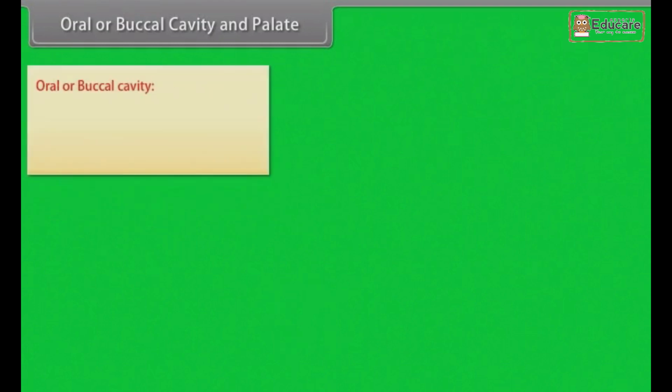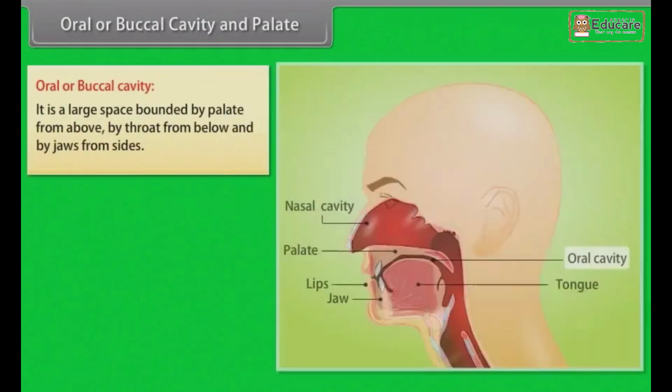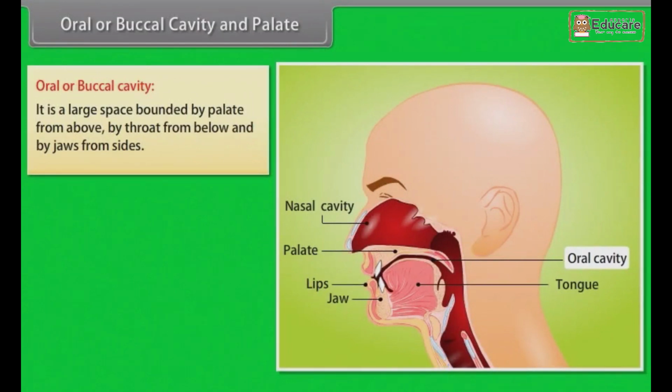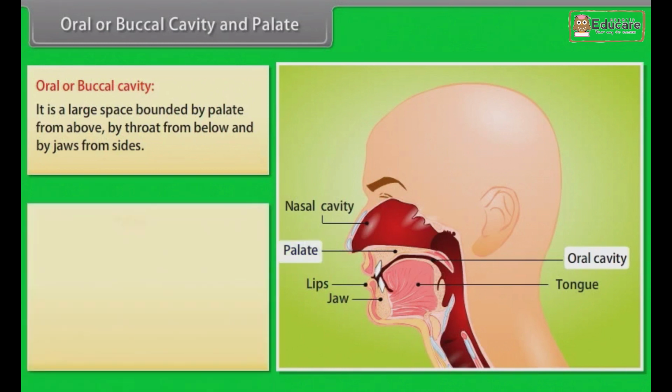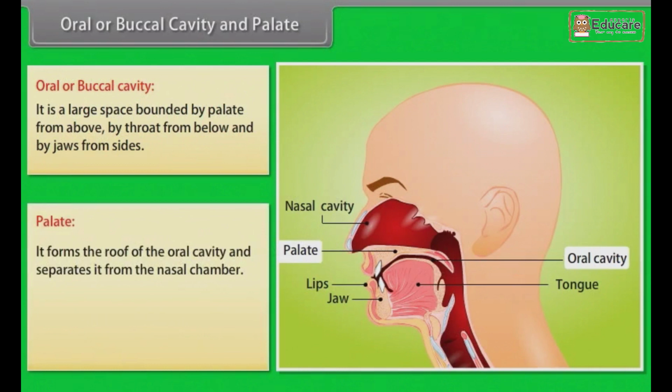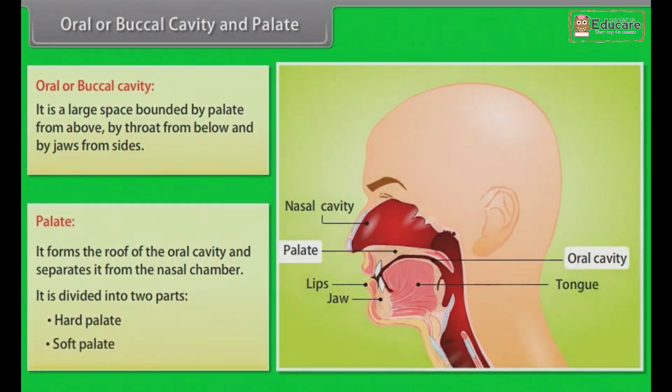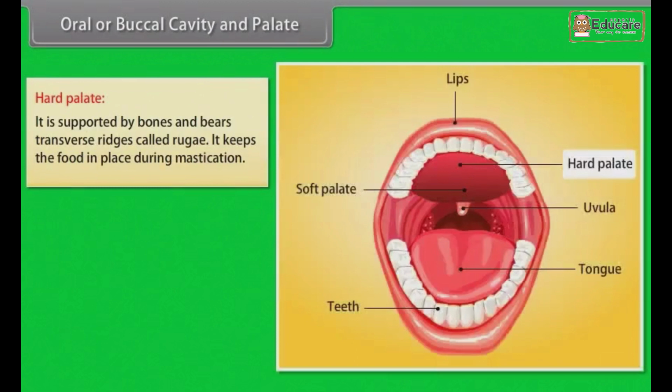Oral or buccal cavity and palate. The oral or buccal cavity is a large space bounded by the palate from above, by the throat from below, and by the jaws from the sides. Palate. It forms the roof of the oral cavity and separates it from the nasal chamber. It is divided into two parts, hard palate and soft palate. Hard palate. It is supported by bones and bears transverse ridges called rugae. It keeps the food in place during mastication.